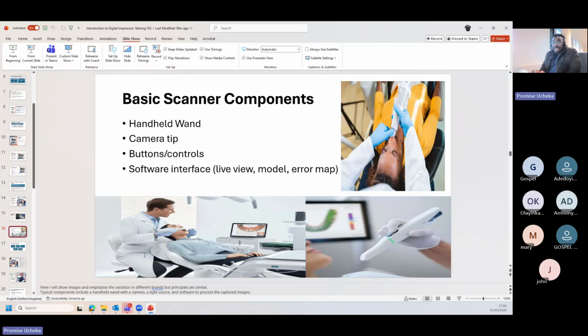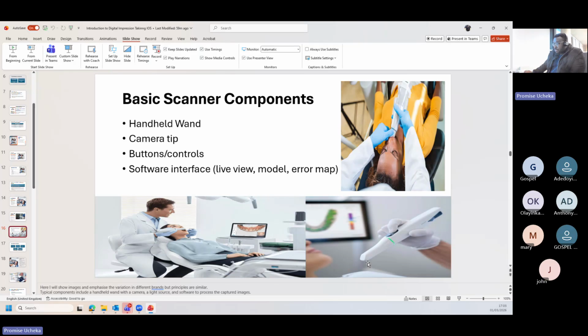So there are some basic components of the scanner that you would want to know. If you look at this picture here, this is a picture of an intraoral scanner, and what you see here is what we call the handheld wand. The handheld wand is one component. You can see the buttons for operation, the buttons that you use to operate or control it.